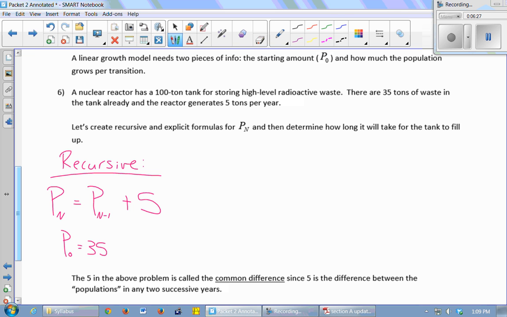All right, and then if I want to write an explicit rule, when I write an explicit rule, the only thing I'm allowed to use in there is an n. I can't use any previous number from my list. So how could I figure out how many tons of waste are in there, knowing that I started with 35 and I add 5 every year?